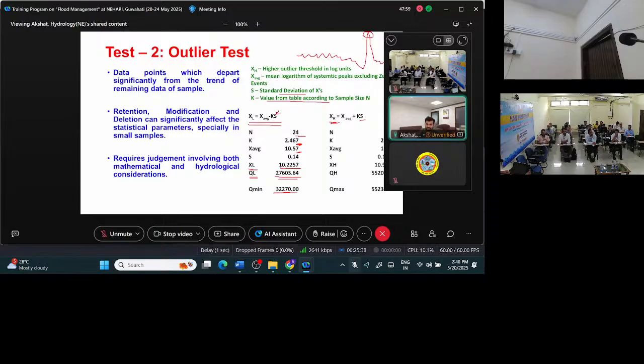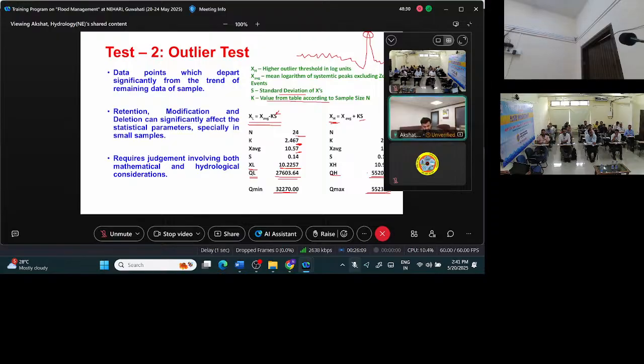Similarly, for the higher outliers, we have QH equal to 55,203, whereas Qmax was 55,235. So mathematically, this value is coming above the higher outlier. So we will require some hydrological consideration to decide if this value needs to be removed or kept.